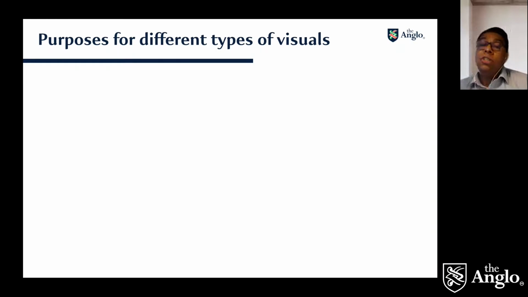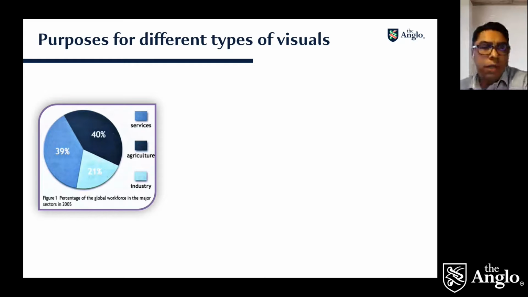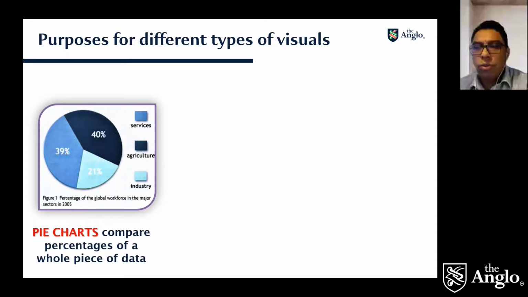Now, every single kind of visual or every single kind of graph or chart has a different purpose, okay? So the first one, this one, pie charts. What do you think that we use pie charts for, okay? So basically, pie charts are used to compare percentages of the same kind of information. So you have, for example, a number of sales, or what some people call the market share, and then you want to break it into small parts, and then assign a specific percentage to every single one of those portions or sections of the pie. So pie charts compare percentages of a whole piece of data.